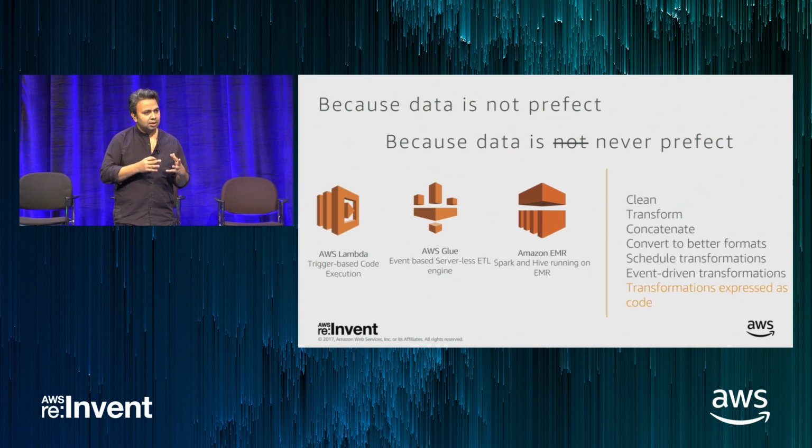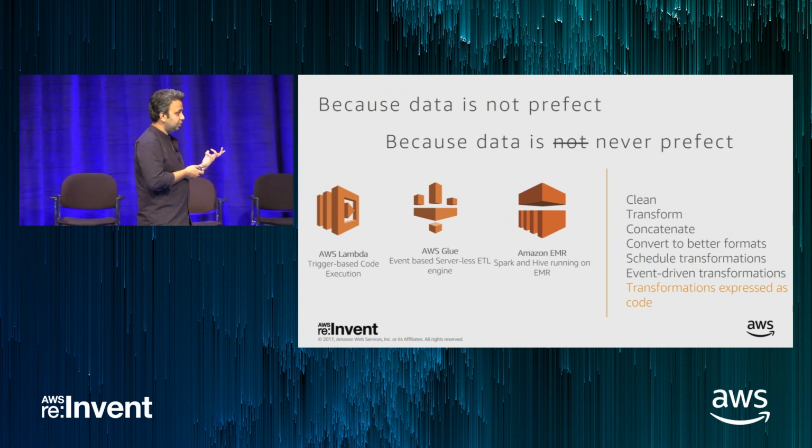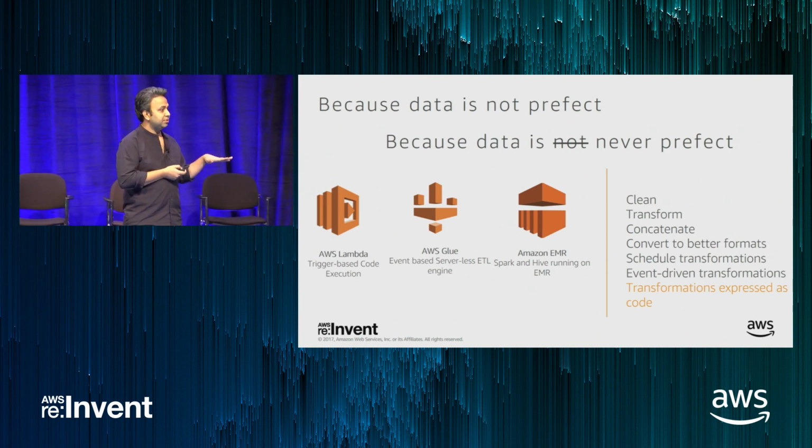But all of these are doing very, very similar things. They're trying to clean, transform, concatenate, convert into better formats. They are doing transformations on this data, sometimes even event-driven transformations on this data. But essentially what all these technologies do is they allow you to express these transformations as code, right? Lambda allows you to do that. Spark allows you to do that. Glue allows you to do that. So you can express those transformations through code.